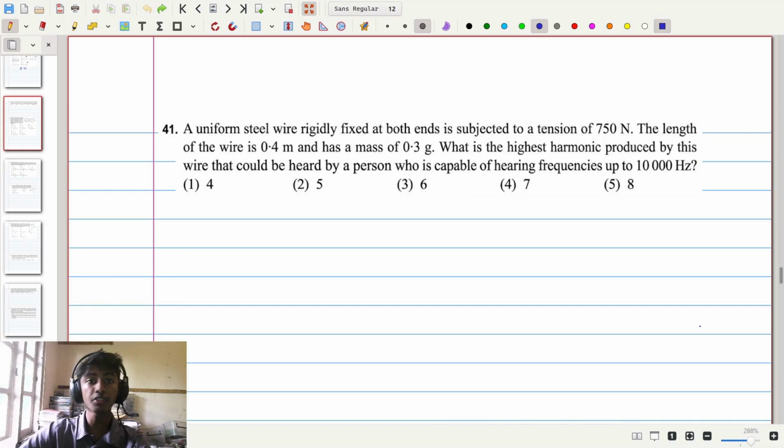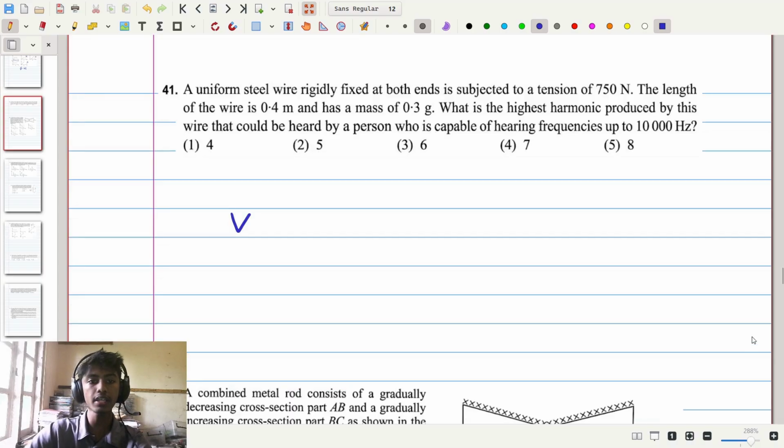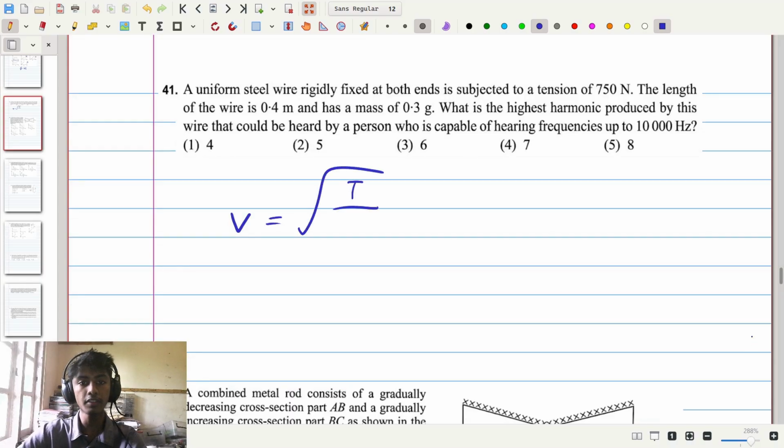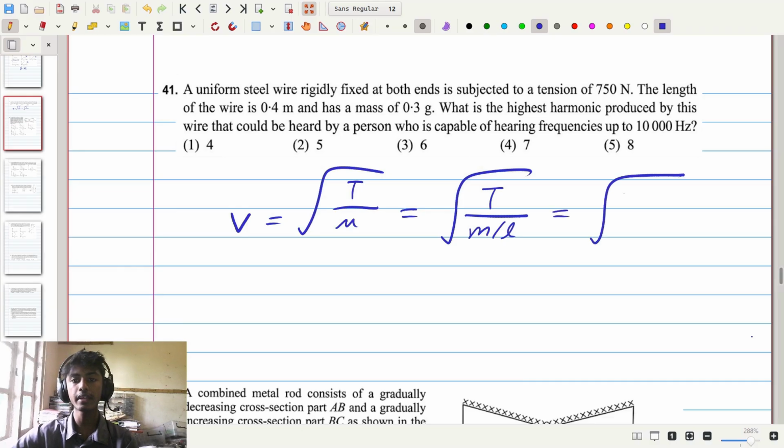To start with the question, we need to know that the speed of sound in a stretched wire is equal to the square root of tension divided by mass per unit length mu. Alternatively, you could substitute instead of mu, tension divided by mass over length. Rearranging, we get tension times length divided by mass. So this is the formula for the speed of sound in a stretched wire.